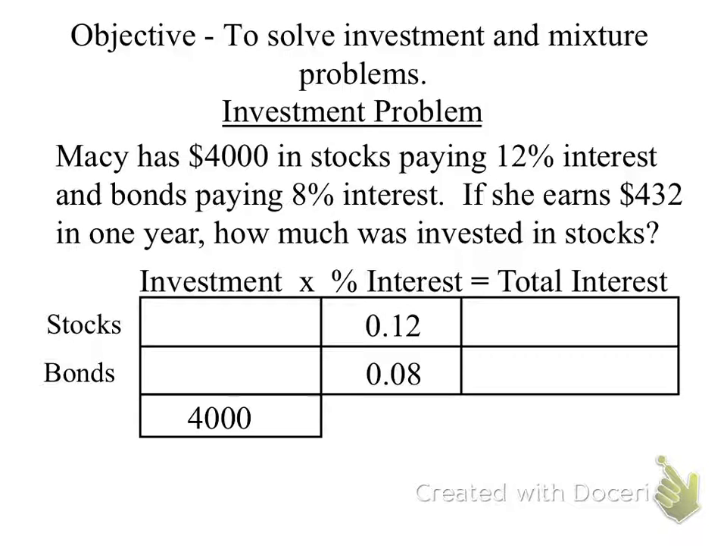Now, do we know how much we have in stocks? 4,000. No, 4,000 is what we have in stocks and bonds. What do we have in stocks alone? X. We don't know, right? So let me go back to, let's call that X, right?